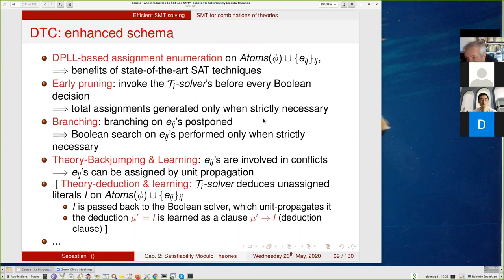The good news is that you can learn. Since the SAT solver is informed of the existence of interface equalities, you can learn clauses involving interface equalities. So these are clauses that you can reuse from branch to branch, so you don't need to redo deductions that you have done by the theory solver from one branch to the other, as it was with SNOP. I will show you examples.